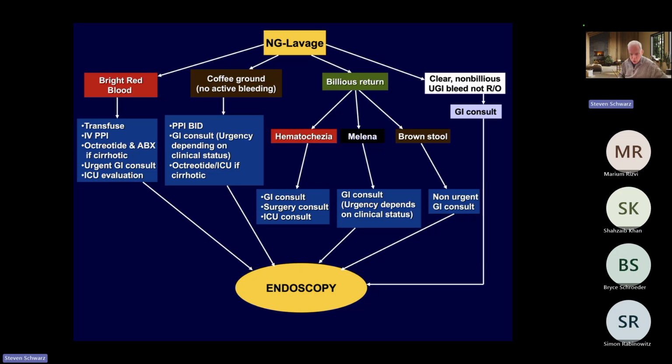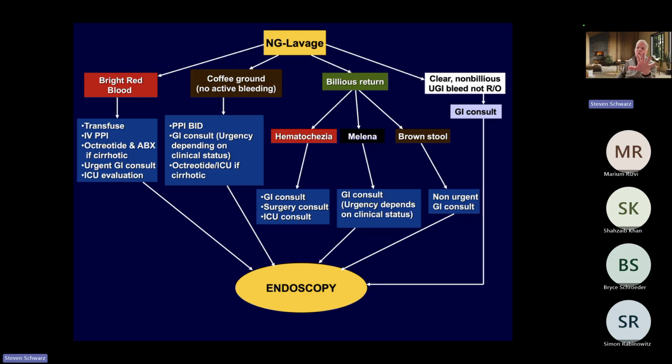If you get bilious return from an NG lavage, well, then you know it's not upper GI bleeding. So does the patient have hematochezia? Does the patient have melena? If it's brown stool and with a bilious return, then you're not dealing with anything of urgency. If it's clear, non-bilious, again, that doesn't rule out an upper GI bleed, but of course makes it likely.